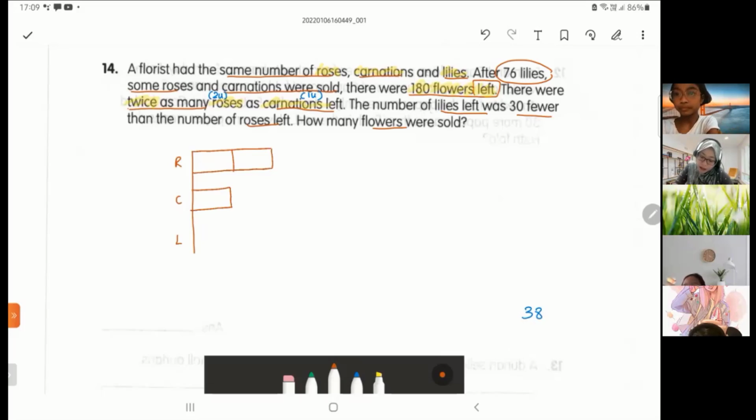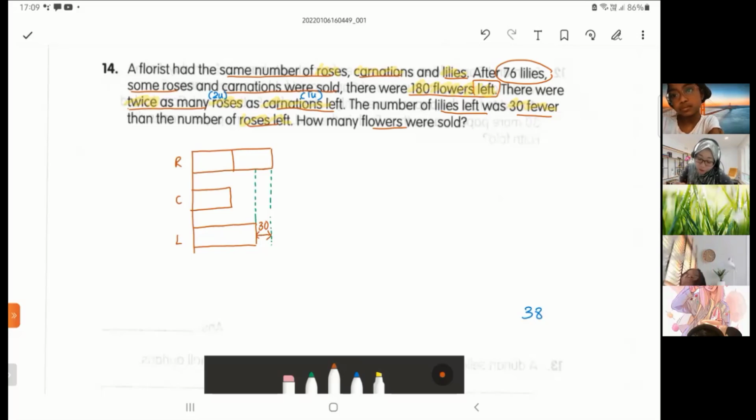Then the number of lilies left were 30 fewer than roses left. So I can have my lilies and roses comparison almost the same, but a bit shorter. Let's say about here. Can you see there's a difference? The difference is actually 30 fewer. So this is 30. We have that already established. Now, how many flowers were sold? I want to know the flowers that were sold.